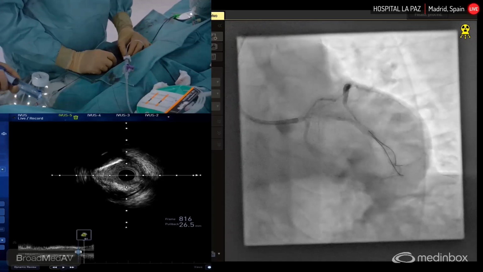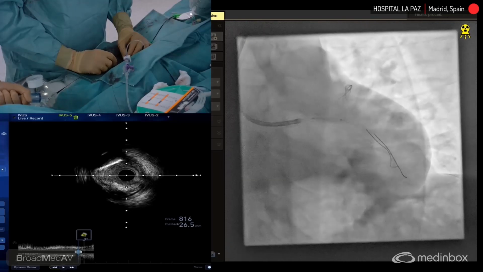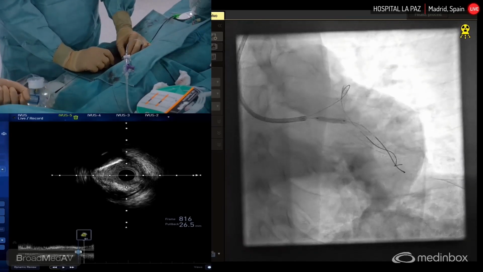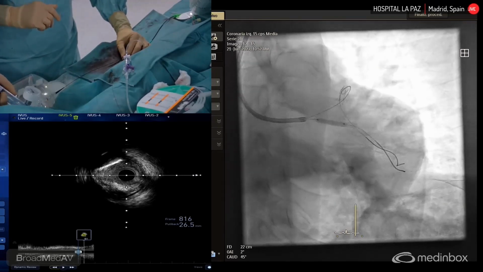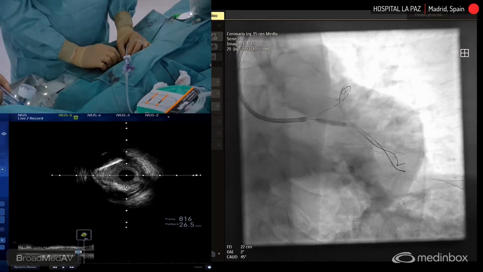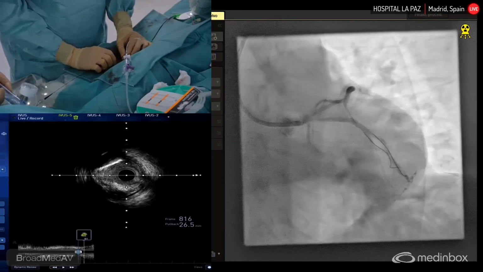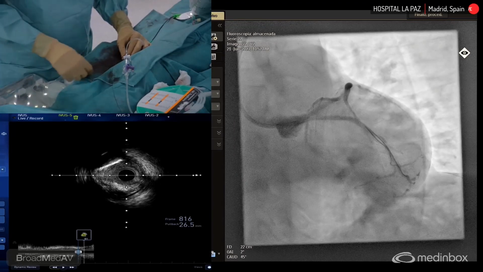Okay, go ahead, stay there. Yes. 14. Okay, down. Okay. Let's go with the drug balloon. Okay, let's go with the drug-eluting balloon.